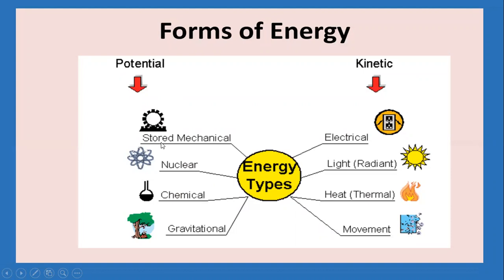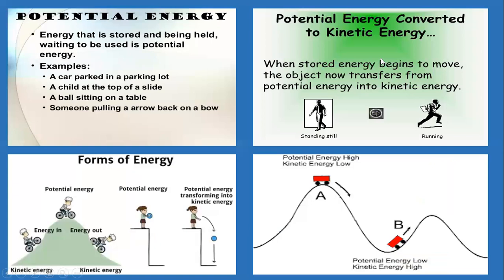Potential energy means stored energy: stored mechanical, nuclear, chemical, and gravitational. These are examples of potential energy. And kinetic: electrical, light, heat, and movement. These are the energy types, and all these types are forms of potential and kinetic. Let's see what potential energy is.